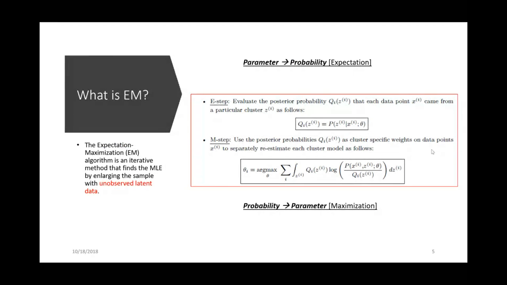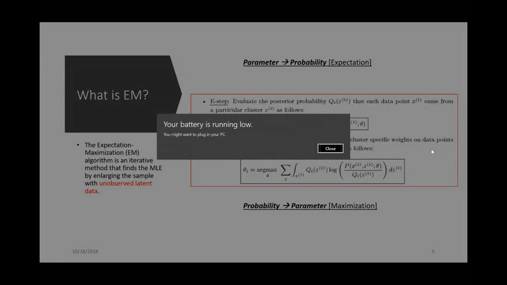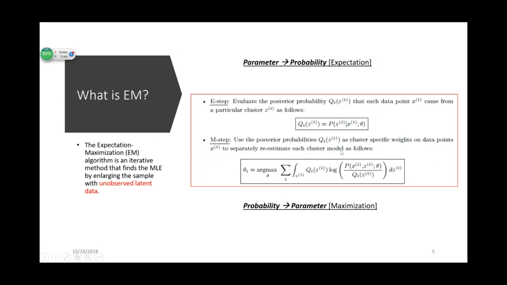And here, let's come to our first hero, or the first main character, EM. What is EM? On the left, I give the definition. The EM, or expectation maximization algorithm, is an iterative method that finds the MLE by enlarging the sample with unobserved latent data.